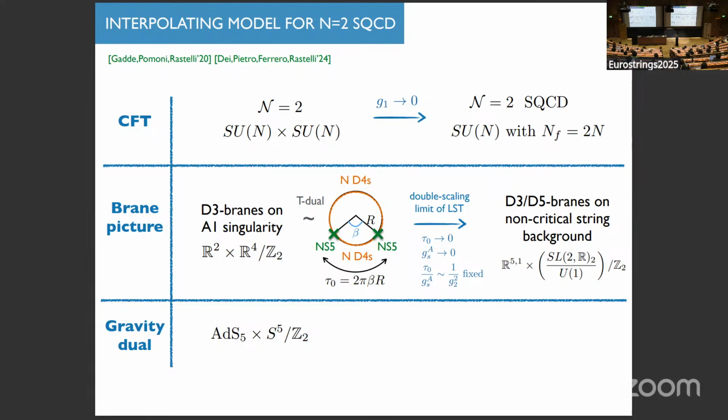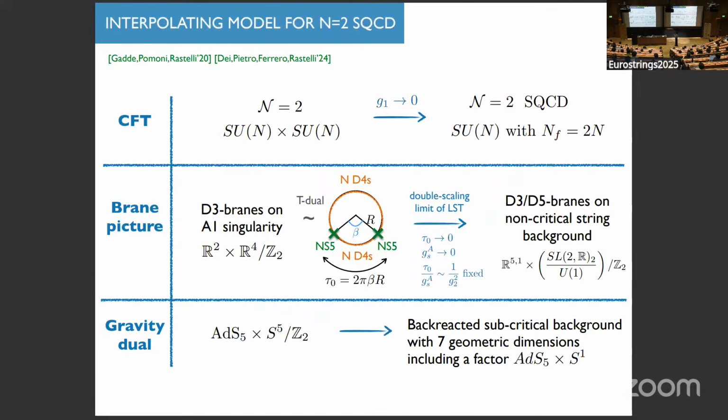And therefore, what is left would be some stack of D3 and D5 branes in a non-critical string background, in the sense that it has fewer dimensions. This is the worldsheet CFT before taking into account the back-reaction of the branes. And then the gravitational dual is this back-reacted subcritical background that Andrea and collaborators, Leonardo, have studied in more detail in this recent paper.